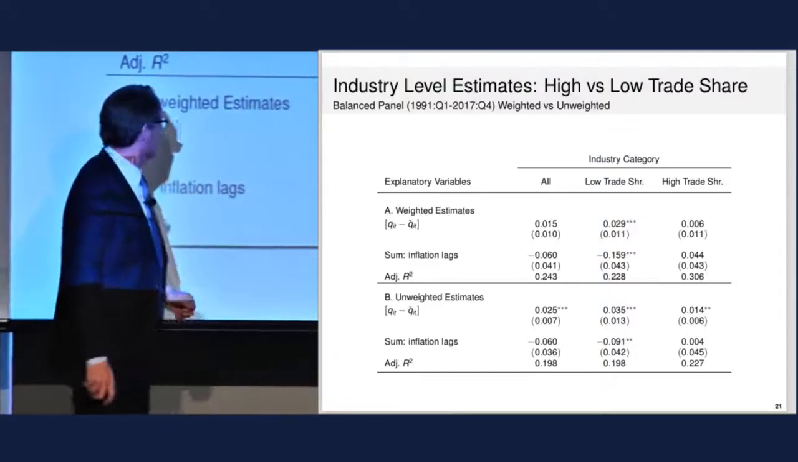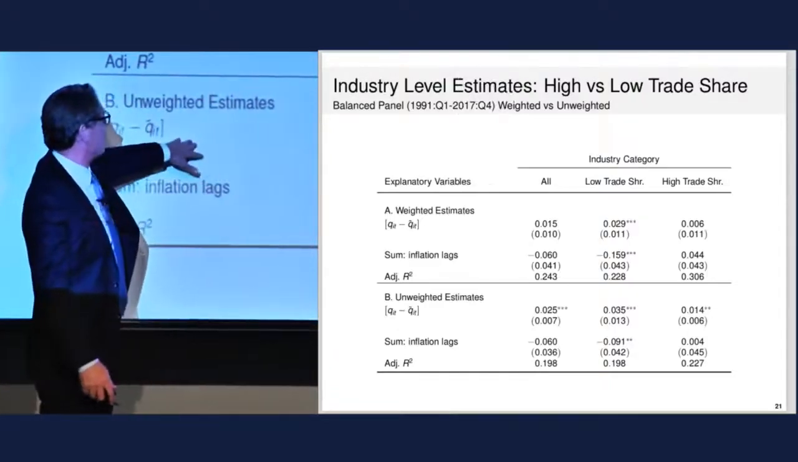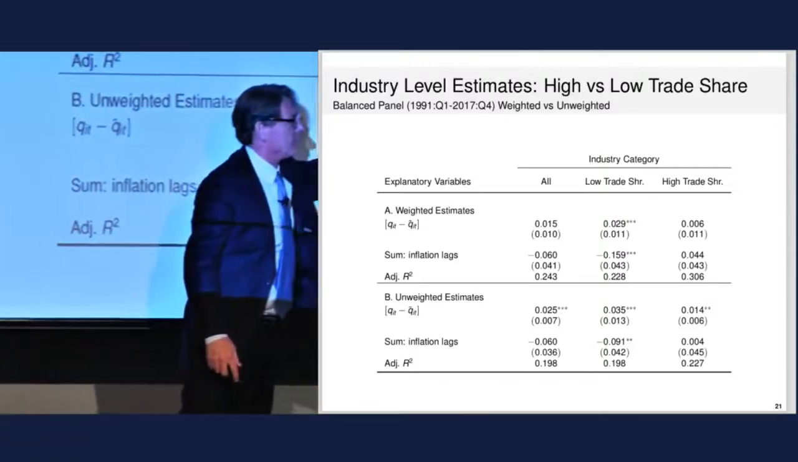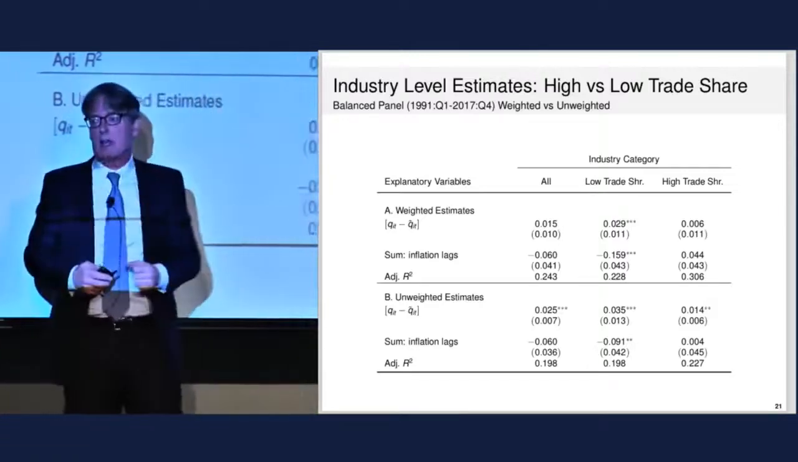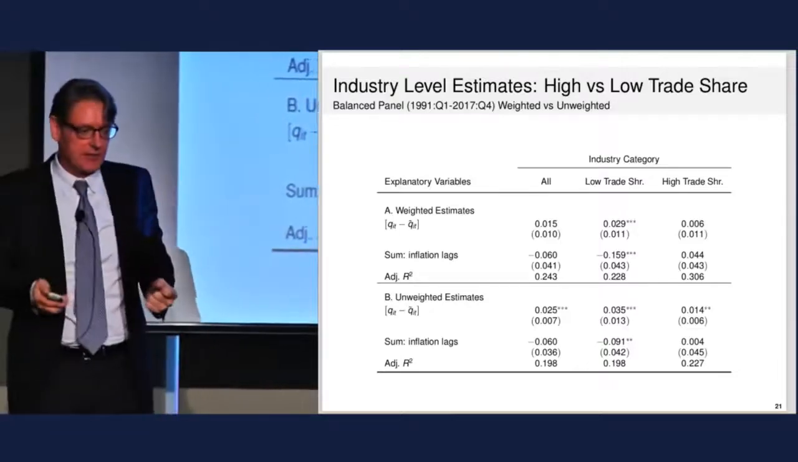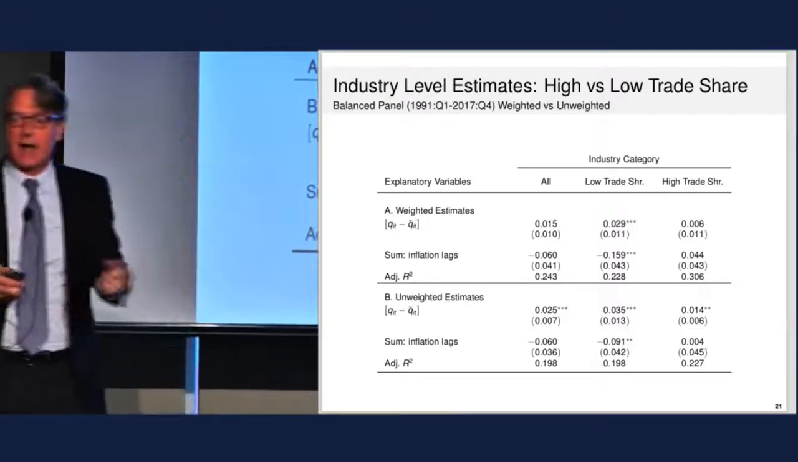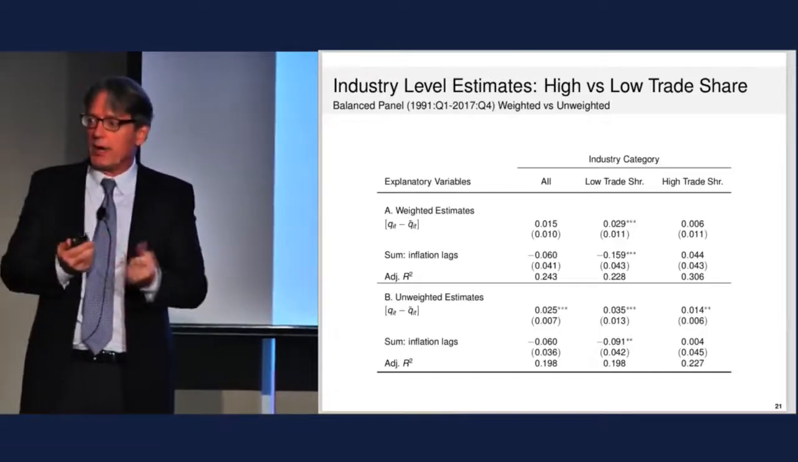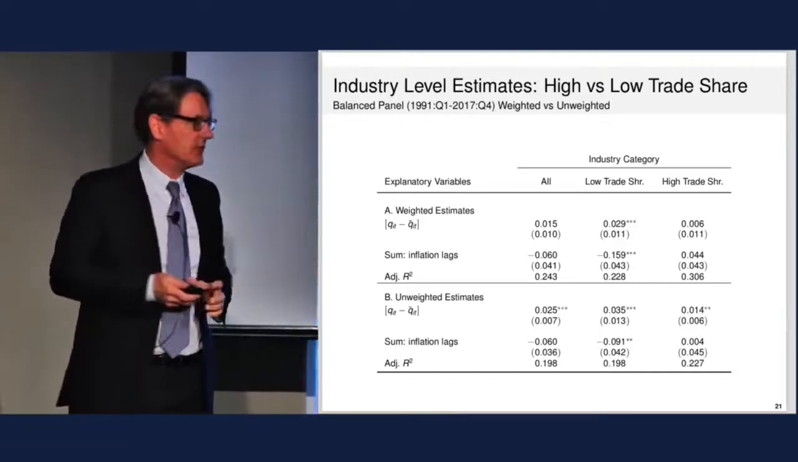So it's still there, it's significant in the unweighted, but the coefficient falls in half, and then in the weighted regressions, it basically goes to zero. So again, this is evidence, I think, that trade matters for how sensitive prices might be to fluctuations in output.